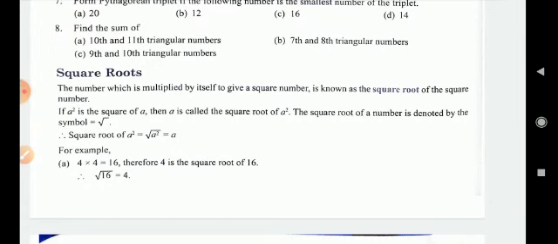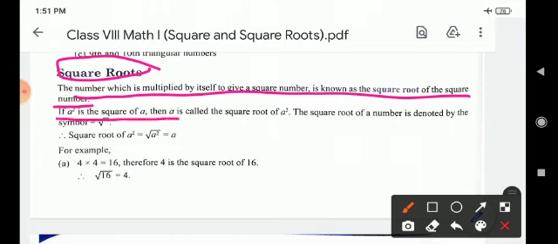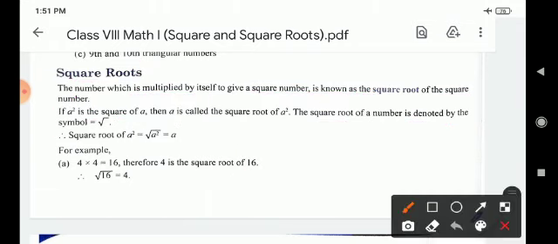Now children, what is the meaning of square root? The number which is multiplied by itself to give a square number is known as the square root of the number. If a square is the square of a, then a is called the square root of a square. The square root of a number is denoted by the symbol under root. Okay children, under root a square is equal to a.